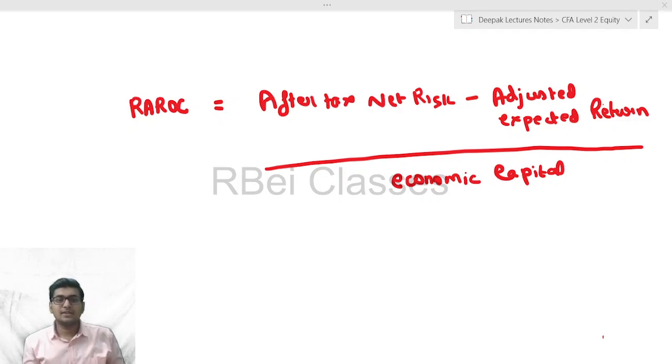Clear? Next, we have an audit committee, which is a subcommittee of the full board. What is its responsibility? They check whether the organization is following all the rules, accounting policies, and accounting standards or not. Clear? Also, they have a role to play in the supervision of the risk management policies.